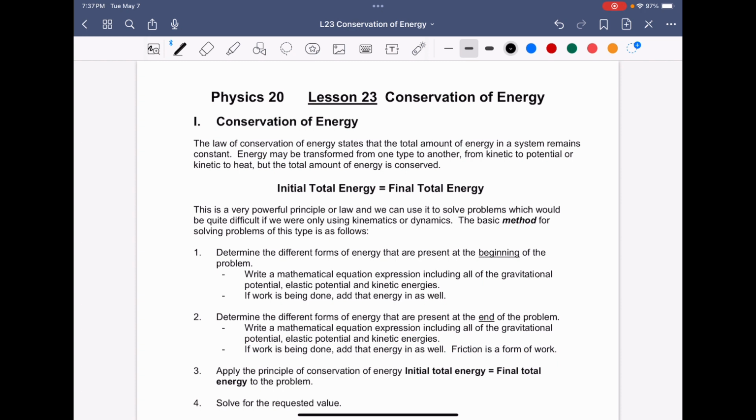But at a more macro level, we're just going to deal with the conservation of energy that deals with mechanical energy, namely some sort of potential, whether that be gravitational potential, spring potential, or elastic potential. And then we're going to deal with kinetic energy, which is the motional energy.